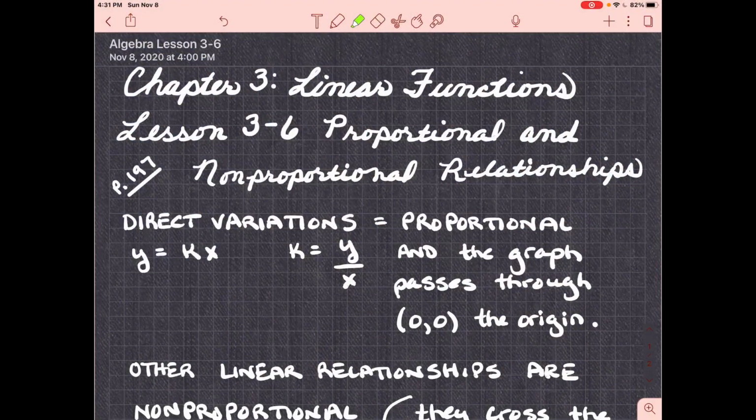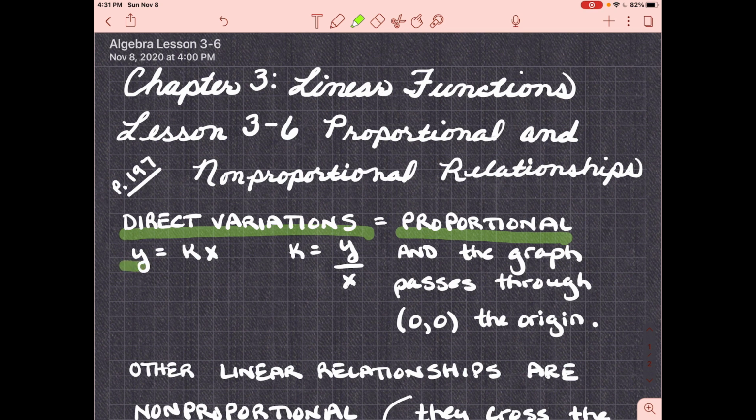Guys, this is Chapter 3, Linear Functions, Lesson 3.6, Proportional and Non-Proportional Relationships. In this lesson, we're going to use a lot of big words, but we're really talking about two related, very simple ideas that you've already really explored. So let me explain. When we talked about direct variations, we were talking about proportional relationships.